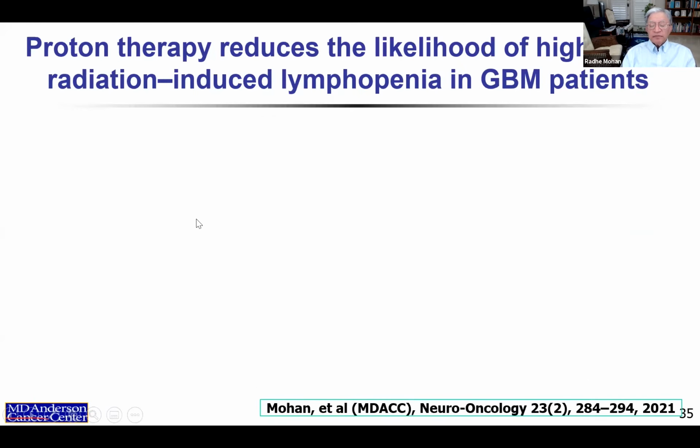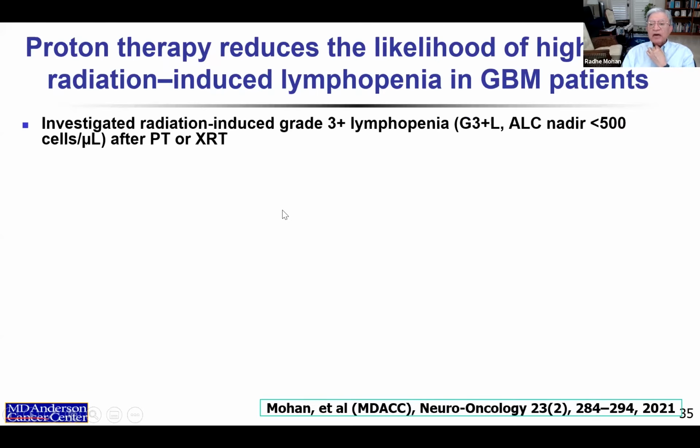Another paper that we just published was on GBM, and the basic point of that was that proton therapy reduces the likelihood of high-grade radiation-induced lymphopenia in GBM patients. We investigated grade 3 lymphopenia. Grade 3 is still a severe lymphopenia. By the way, we were not able to establish the connection with survival here because the number of patients was less than 100.